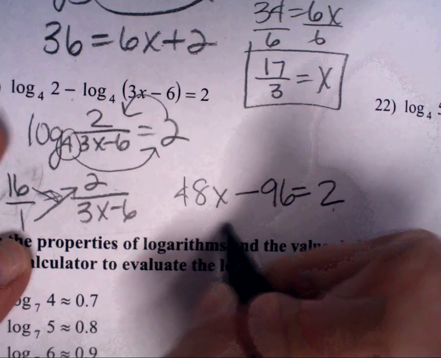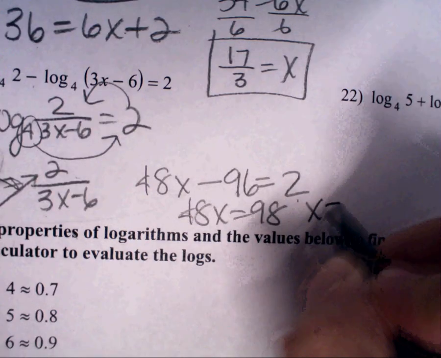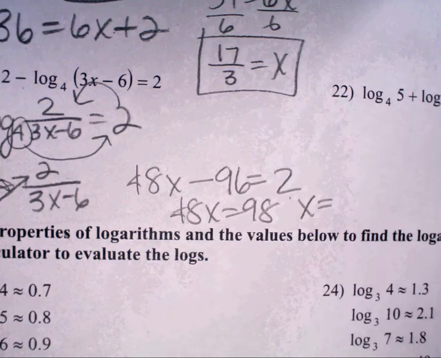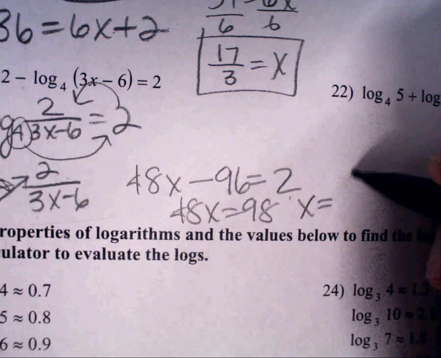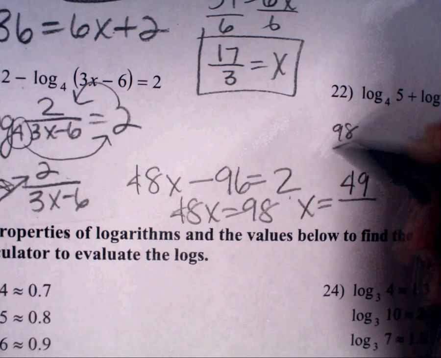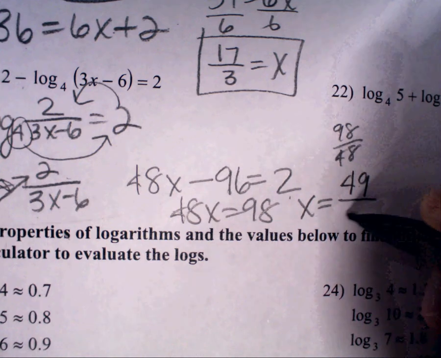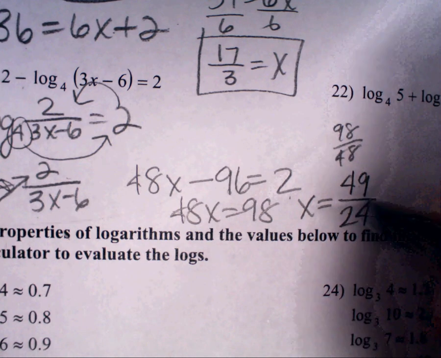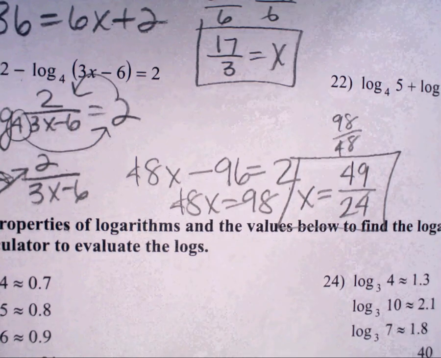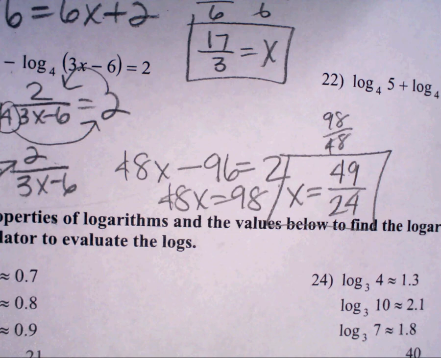So then I add 96. 48x equals 98. And then you'll reduce it. When you divide it, I believe they're both divisible by 2. So it was 98 over 48, which ends up 49 over 24. I'm trying to go too fast, probably.